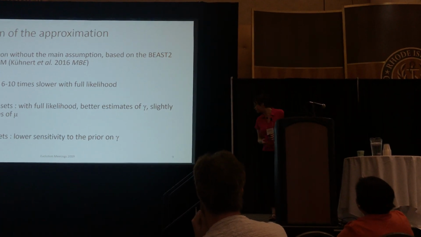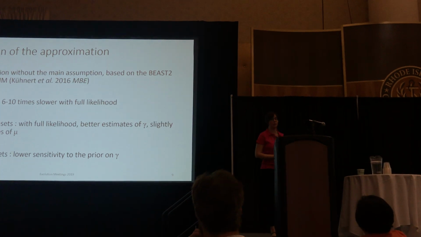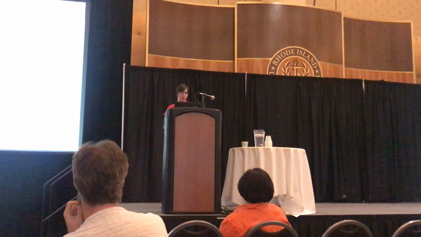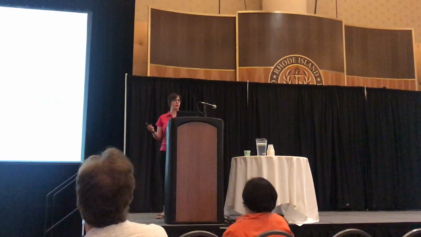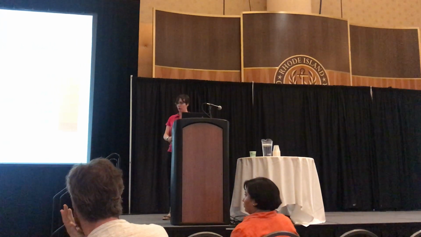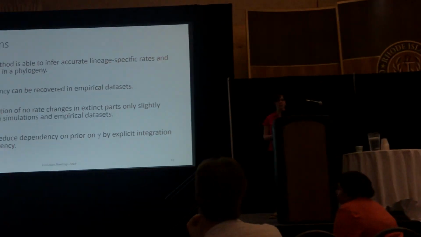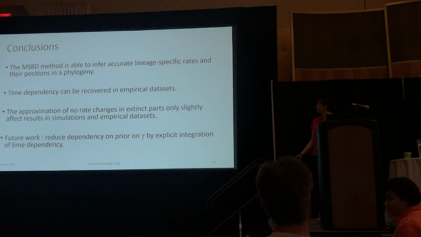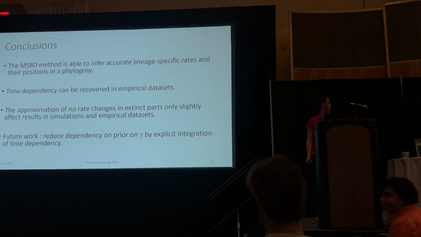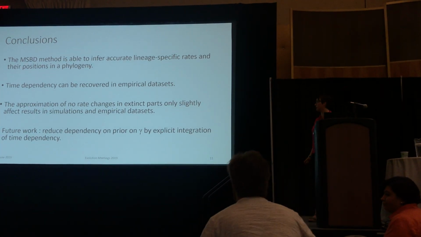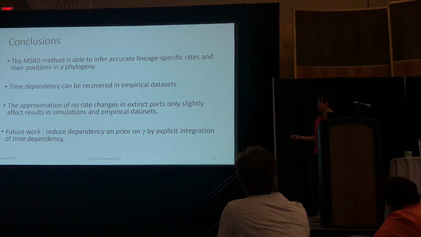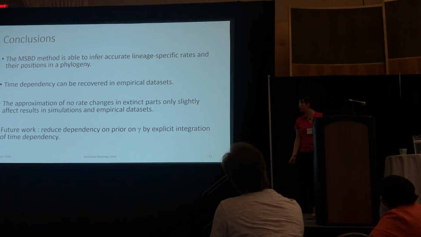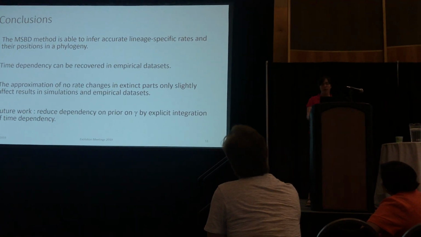Anyway, so this is unfortunately frozen and I'm running out of time, so I'm just going to go through the conclusions. So we are able to estimate using this model the rates, as I said, of birth and death, and we are able to estimate their positions in the phylogeny. Time dependency can be recovered. We have shown that the approximation only affects our results slightly, at least in the data sets that we have tested, and its performance impact, as I said, is really big. And yeah, future work, hopefully we can work on reducing the dependency on the prior on gamma.